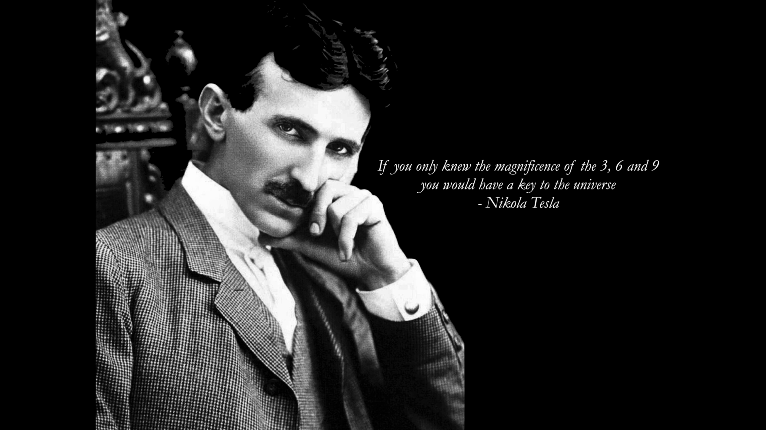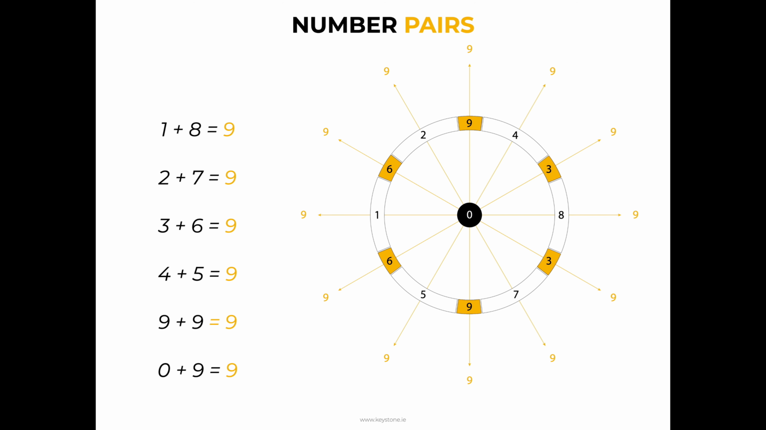One of the most famous quotes from Nikola Tesla is that if you only knew the magnificence of the 3, 6, and 9, you'd have a key to the universe. In Stargate mathematics, 3, 6, and 9 occupy this space throughout the wheel and are coloured in gold, whereas the 1, 2, 4, 8, 7, 5 numbers are coloured in white to distinguish them.